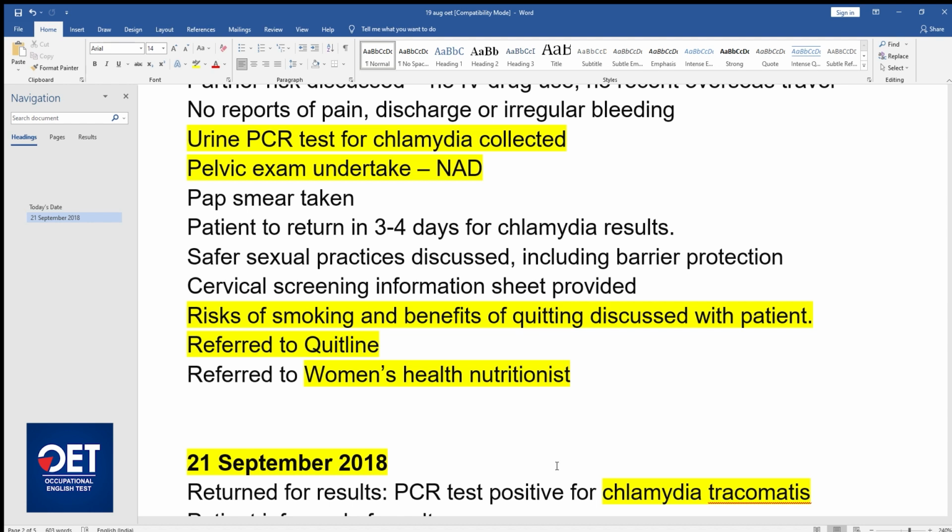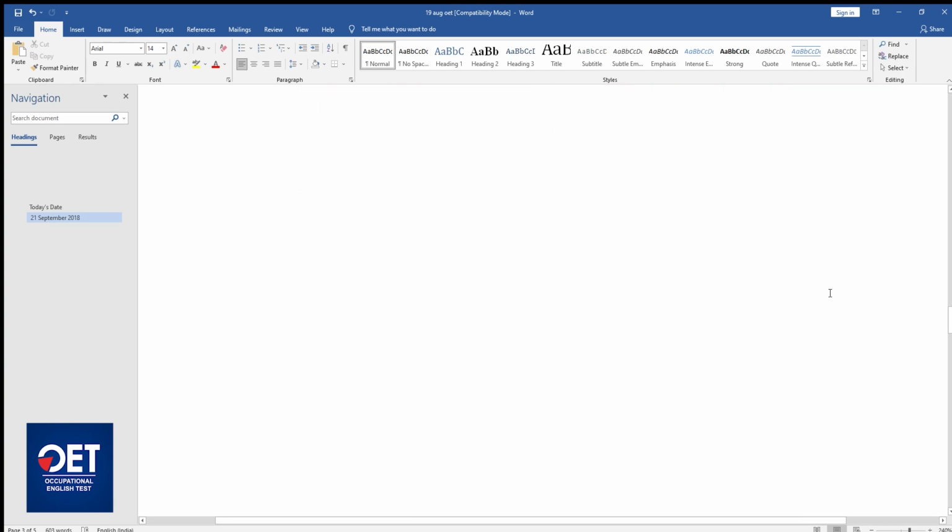An easy way to do this is to find some common verbs. That is why I will write it all together in one sentence. The next sentence will be about how she was referred to Quitline and the women's health nutritionist, and also about the pelvic exam and PCR test. Then we can mention that a cervical screening information sheet was provided, as well as that she was prescribed azithromycin 1 gram and advised to avoid sexual contact for 7 days after the treatment. So how will our body paragraph 3 look?